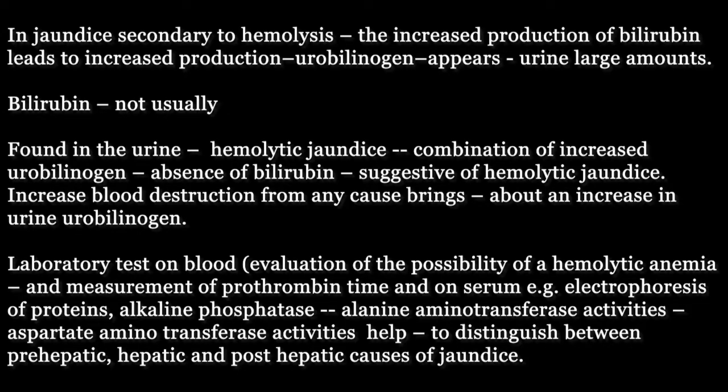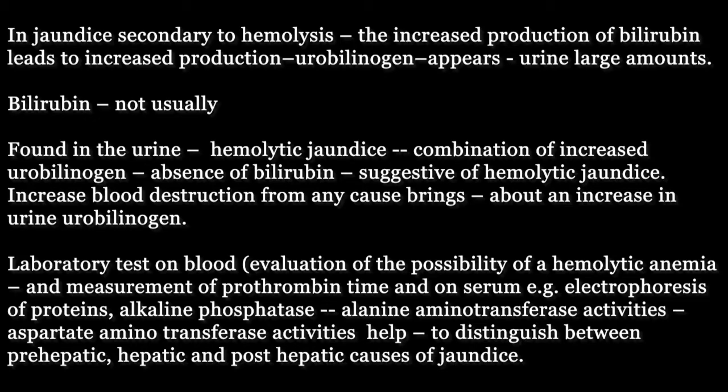So in jaundice secondary to hemolysis, the increased production of bilirubin leads to increased production of urobilinogen, which appears in the urine in large amounts, and bilirubin is not usually found in the urine. The combination of increased urobilinogen and absence of bilirubin is suggestive of hemolytic jaundice. Increased blood destruction from any cause brings about an increase in urine urobilinogen.